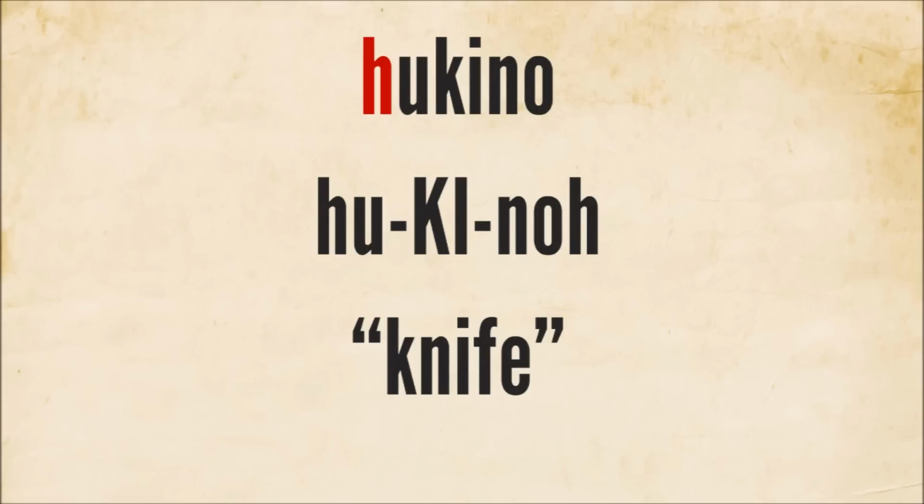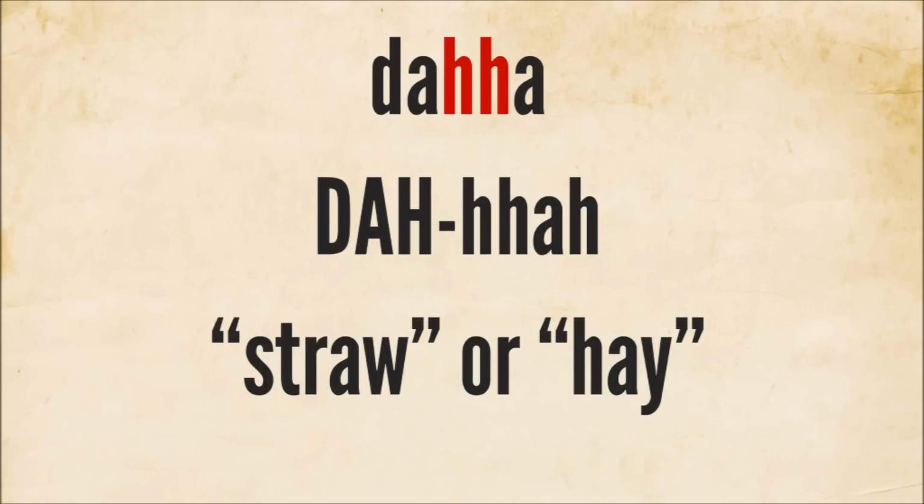Then we have the first of two H sounds. This is going to be a sort of simple H, and we have hukino, which means knife. And then that's going to be contrasted with the next one, which is a hard H, like dacha, which means straw or hay in that case. So the kind of straw that you'd have like on the floor of a barn or that an animal would eat.